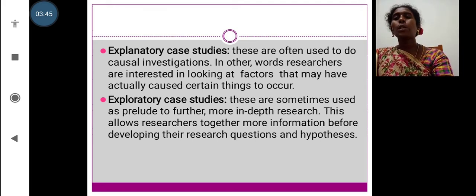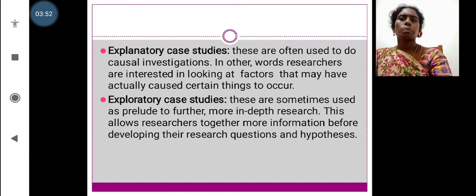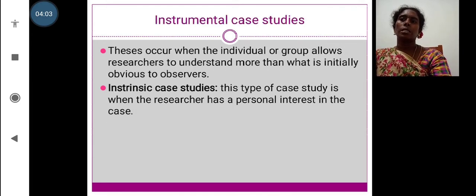Next, moving on, exploratory case studies. These are sometimes used as a prelude to further more in-depth research. This allows researchers to gather more information before developing their research questions and hypotheses. The next one is instrumental case studies. These occur when the individual or group allows a researcher to understand more than what is initially obvious to observers. The next one is intrinsic case studies. This type of case study is when the researcher has a personal interest in the case.